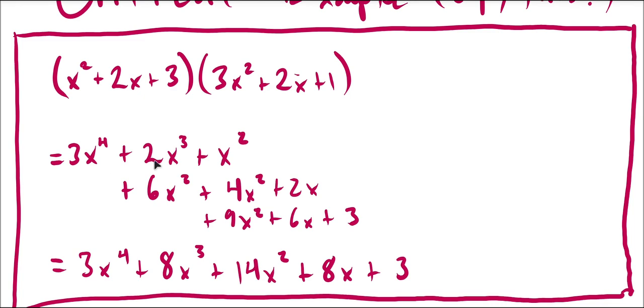Notice that I've stacked them by their powers so that I can add up my like terms easily. 3x to the fourth has no partner. 2x to the third plus 6x to the third is 8x to the third. x squared plus 4x squared is 5x squared, plus 9x squared is 14x squared. 2x plus 6x is 8x, and 3 has no partner, we drop it down. So here is our final answer. Notice that 3 terms times 3 terms gave us 9 terms, but a lot of them stacked with each other, and so we only had 5 terms in the end.